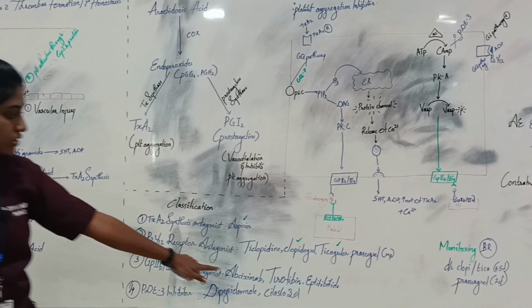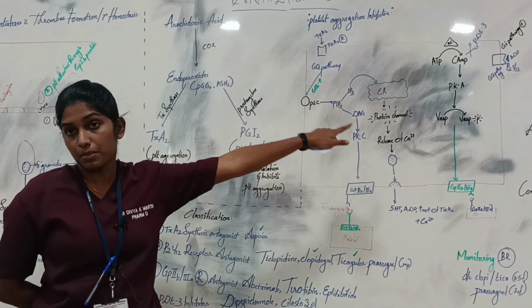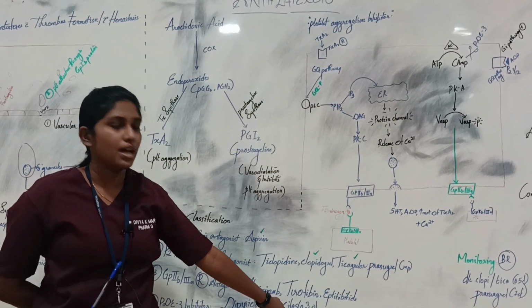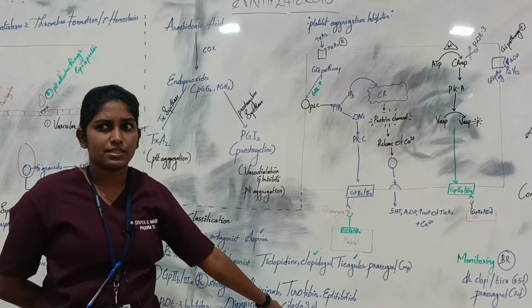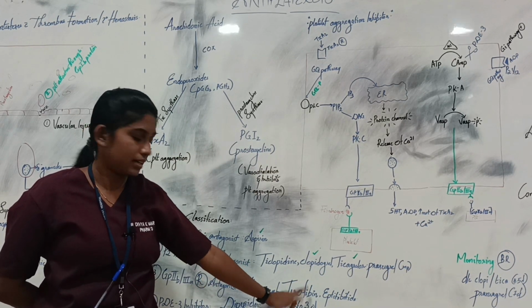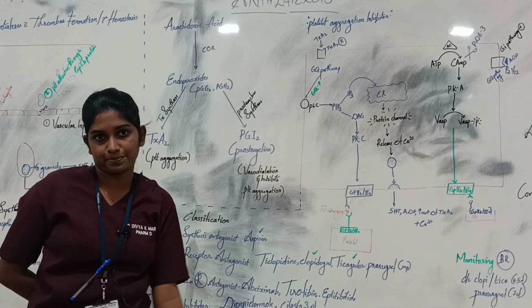And cilostazol, due to its PDE3 inhibition action, you can use for peripheral artery disease. I mean, you can use it for PAD. You can use it for that also.